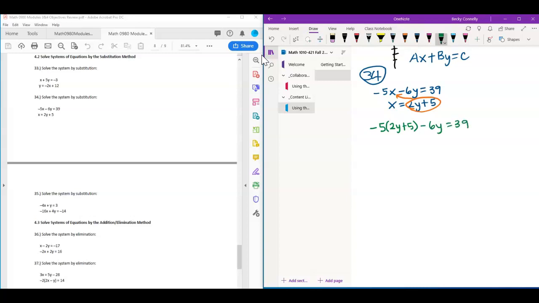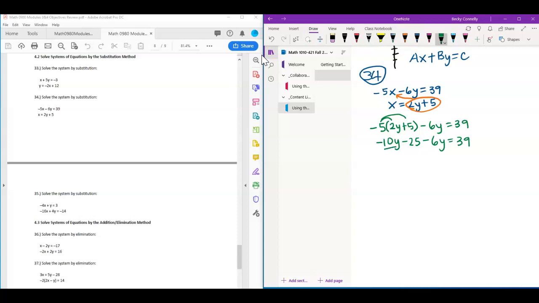And now you'll notice we only have y's in our equation, where before we had an x and a y, so we couldn't solve for those until we have the same variable there. All right? So now let's go ahead and apply that through. So we've got -10y minus 25 minus 6y equals 39.